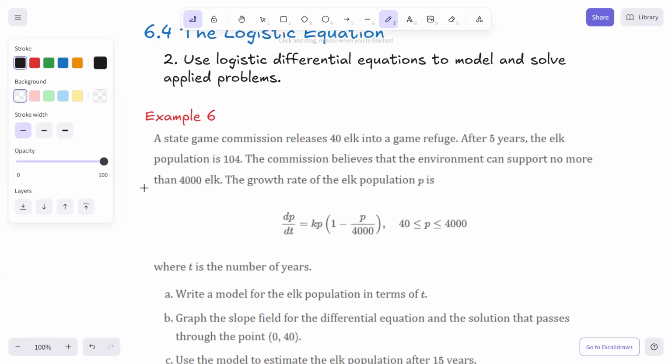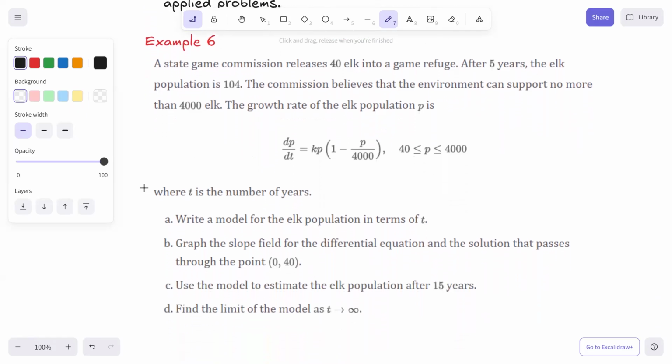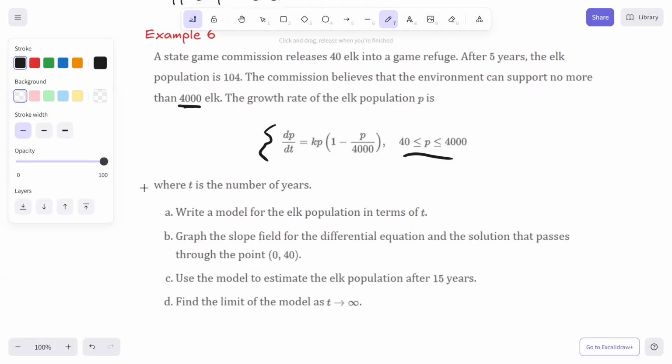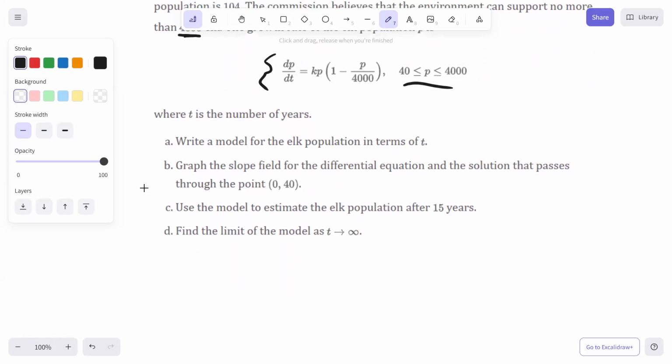A state game commission releases 40 elk into a game refuge. After 5 years, the elk population is 104. The commission believes that the environment can support no more than 4,000 elk. Hint, hint, that's our carrying capacity. The growth rate of the elk population P is dP/dt right here. Notice the domain of P is from 40 to 4,000, and t is the number of years. So we want to write a model for the elk population in terms of t.